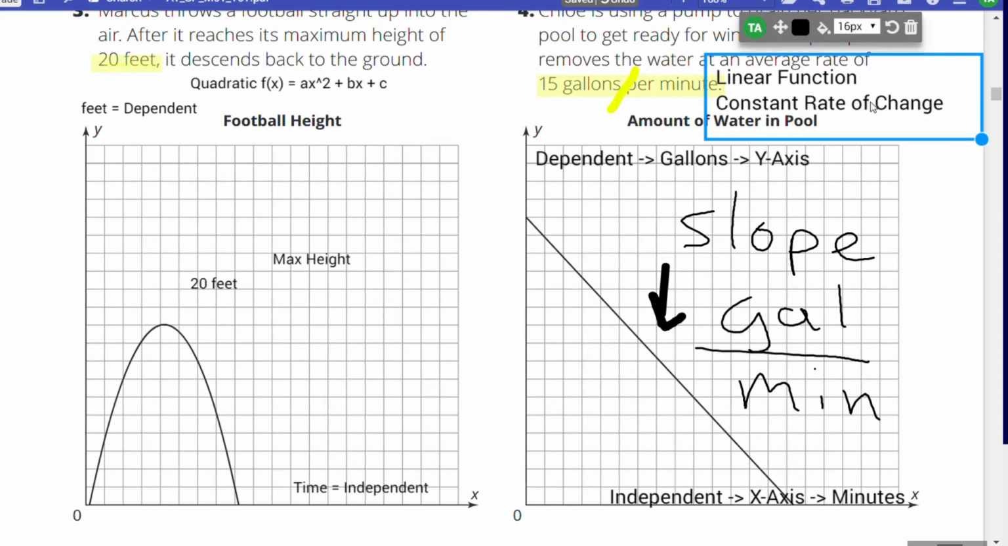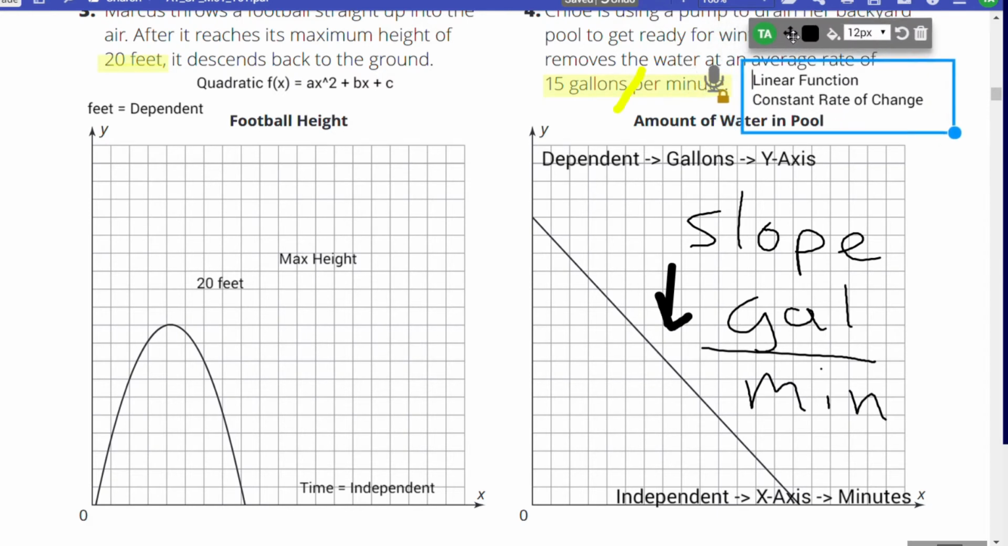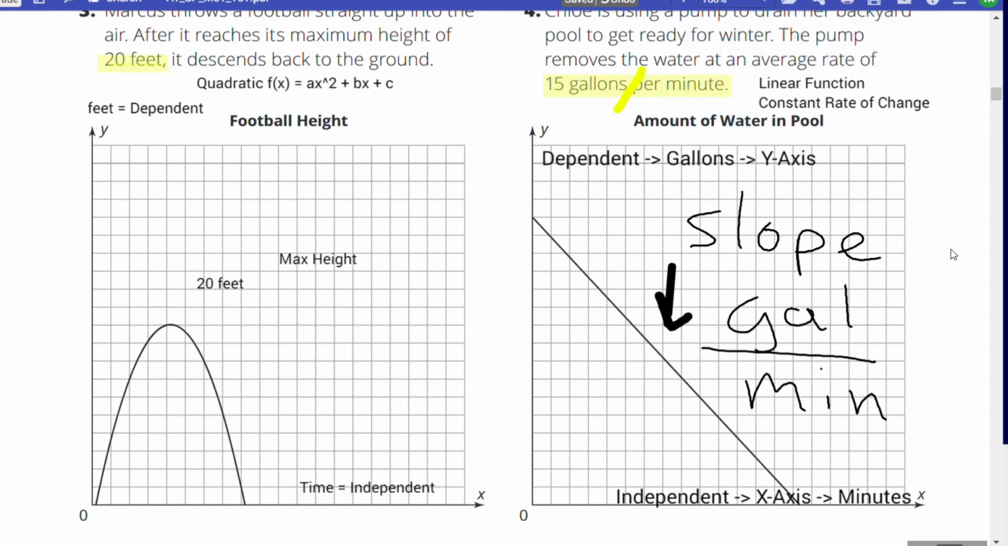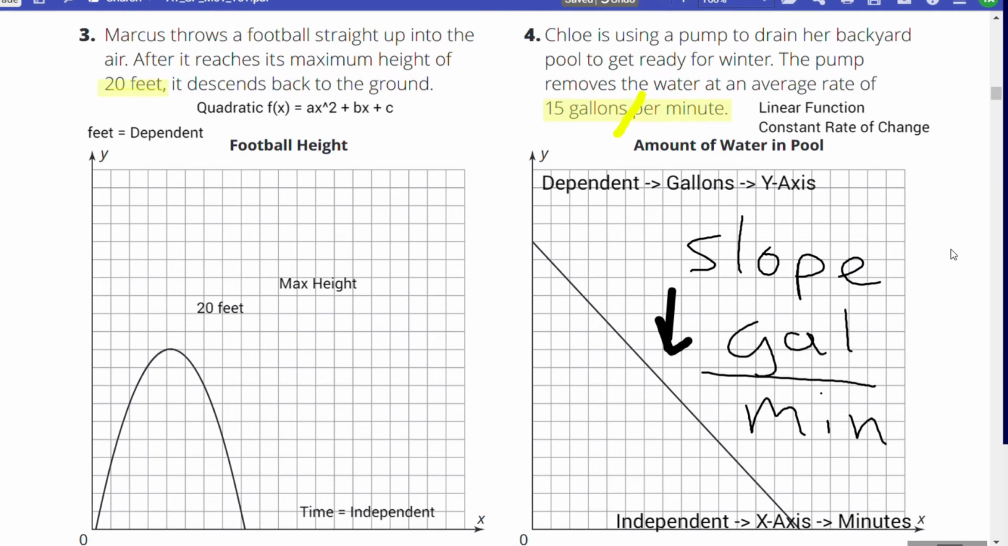Make that a little smaller, I suppose. Get that to where we can see it. So let's reread this. It says that Chloe is using a pump to drain her backyard pool to get ready for winter. The pump removes water at an average rate of 15 gallons per minute. That's our unit rate, which is also the slope.